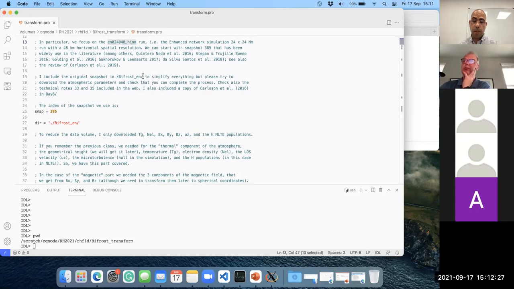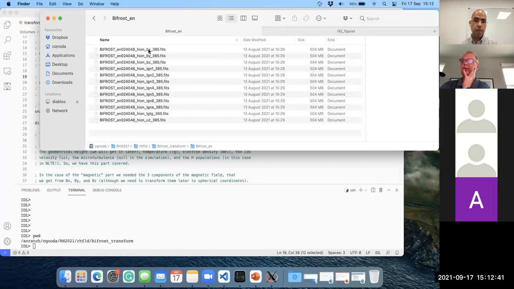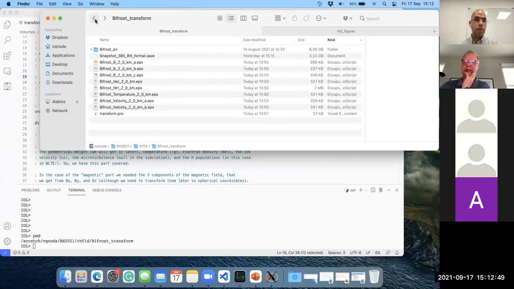I downloaded the atmospheric parameters that we use for running RH, and I put them in this folder that is inside the folder where the script is. So we have here in this folder, we will see it later, the magnetic field, hydrogen populations, temperature, velocity, and electron density. So everything is there. I will put it on the Dropbox folder, but my recommendation is that you should try also to download, at least for this snapshot, the same atmospheric parameters, just to check that everything is consistent and you can download it without issues.